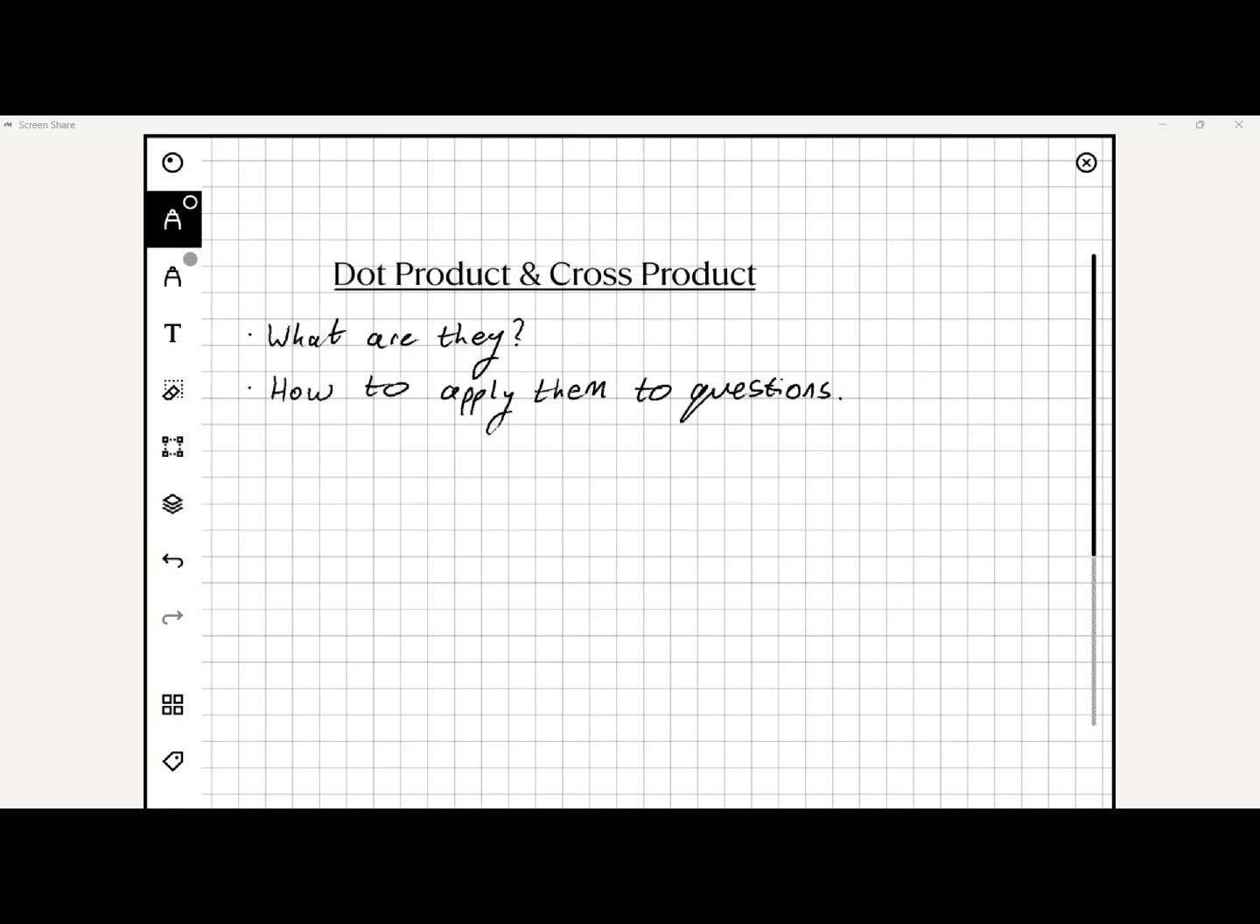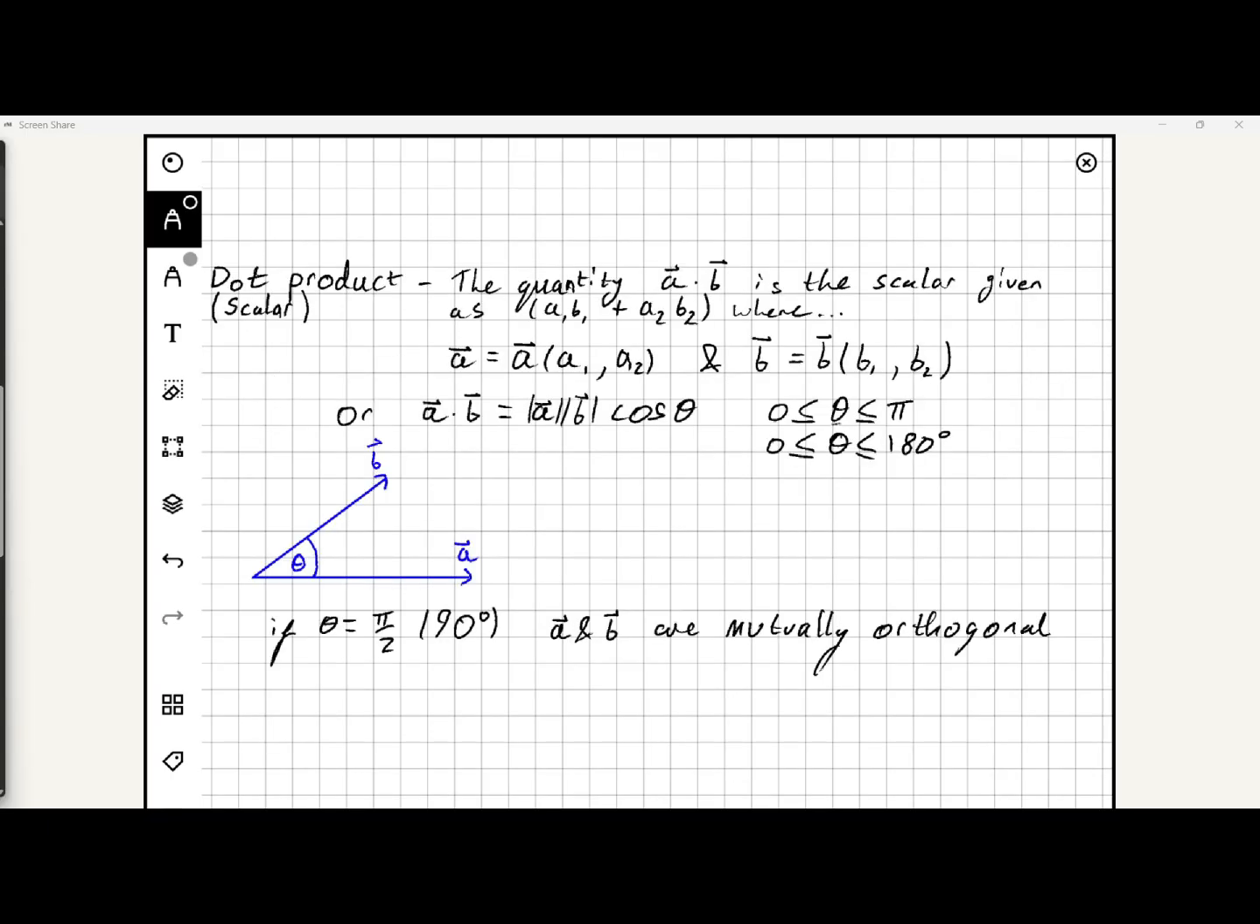Today I'm going to be talking about dot product and cross product, what they are, and how to apply them into questions. The definition of the dot product is the quantity A dot B, which is a scalar, given as A1 B1 plus A2 B2, where A equals (A1, A2) and B equals (B1, B2).